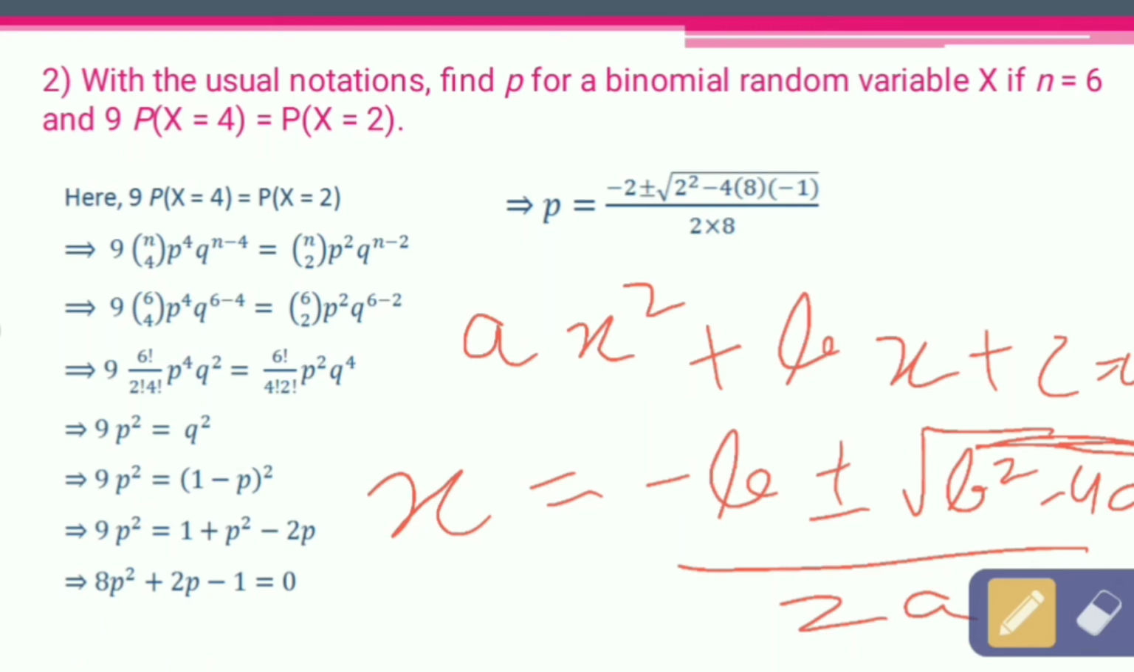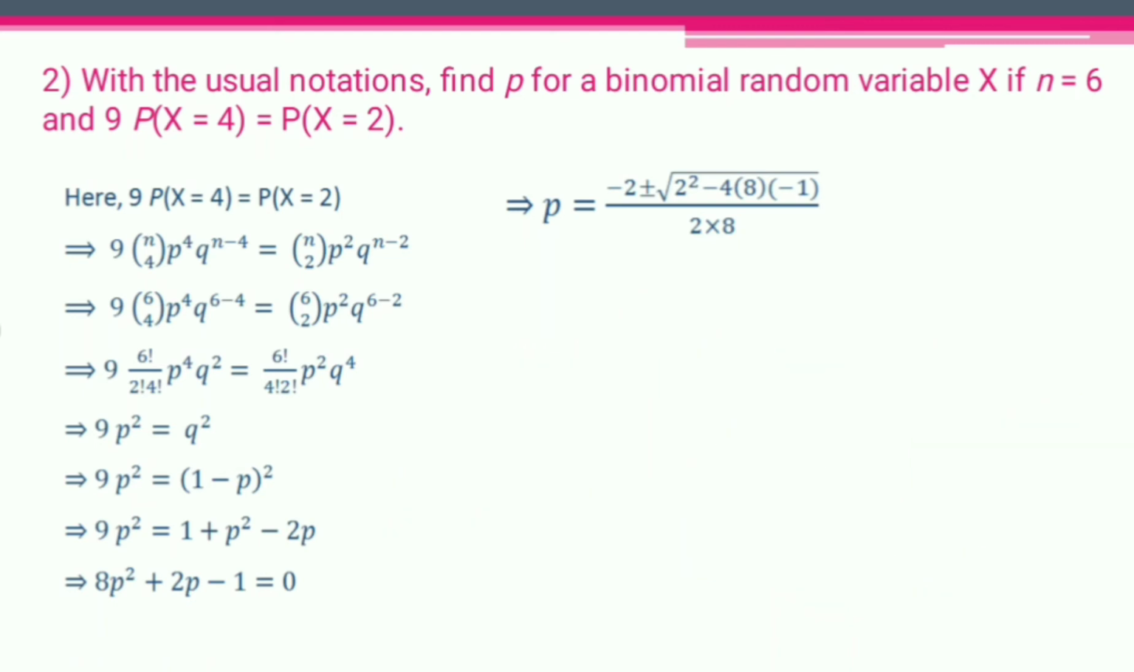What is a? a is the coefficient of x square, so the coefficient of p square is 8, into c. c is the constant term, here the constant term is minus 1, upon 2 into a. 2 into a, a is 8. So we have just used this discriminant method to find the value of p. Now we'll just solve this.